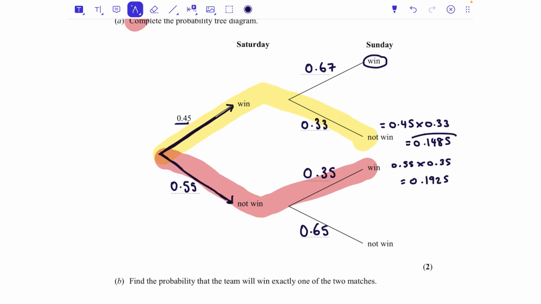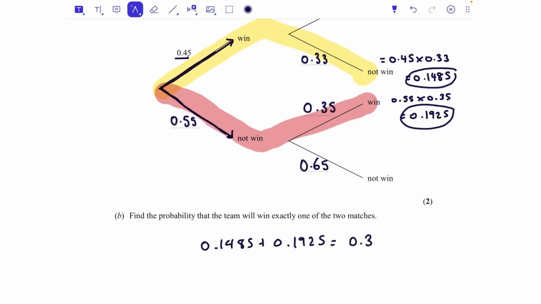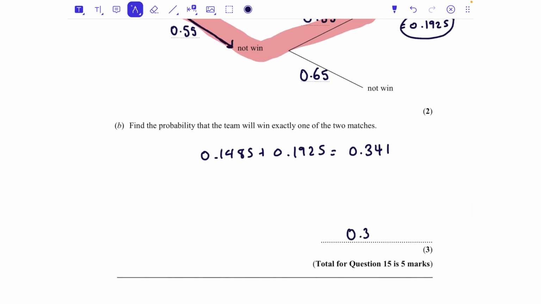We then don't mind if it happens that way or if it happens that way, so we can add those two answers together. And that is 0.1485. Add 0.1925, which is 0.341. And that is our answer.